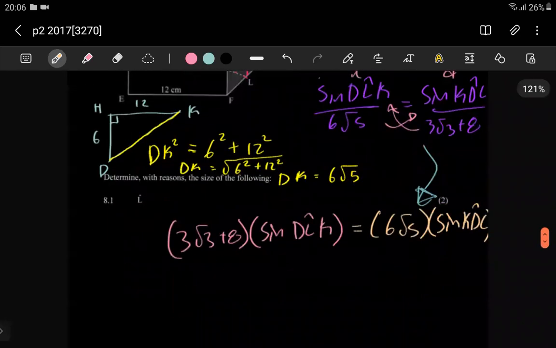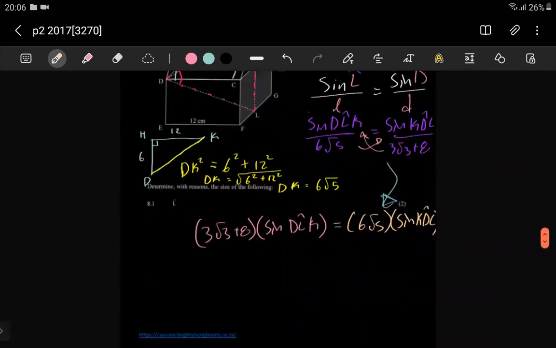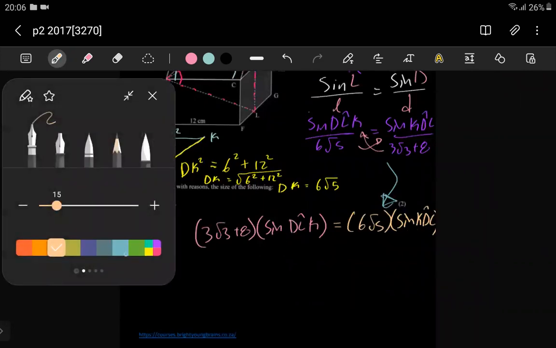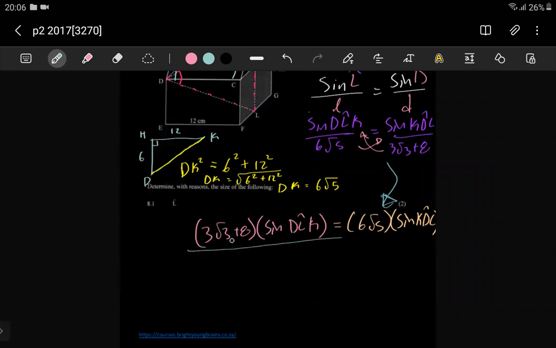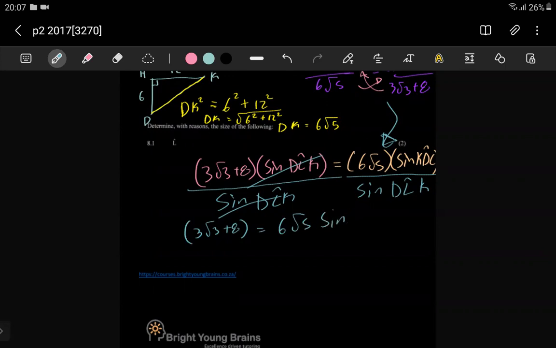The fortunate thing is that we just want sine KDL on top. So if you want sine KDL on top and this at the bottom, it's just normal algebra. You're going to divide both sides by sine DLK. These cancel out. And then you also do the same here, sine DLK. So what you're going to have now is 3 square root of 3 plus 8 equal to 6 square root of 5 with the sine KDL here over sine DLK.